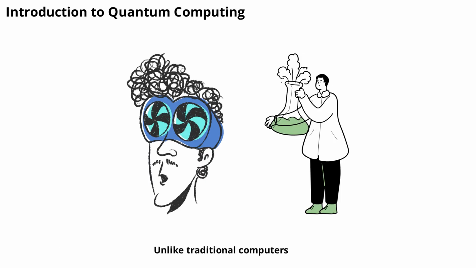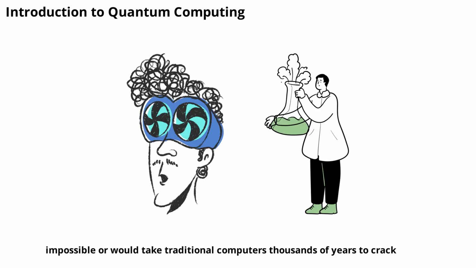Unlike traditional computers, which use bits to process information as zeros or ones, quantum computers use quantum bits, or qubits, which can exist in multiple states at once. This opens up possibilities for solving problems that are currently impossible or would take traditional computers thousands of years to crack. Let's start our journey by understanding the basics.